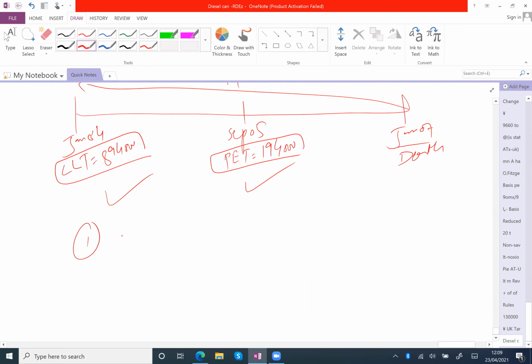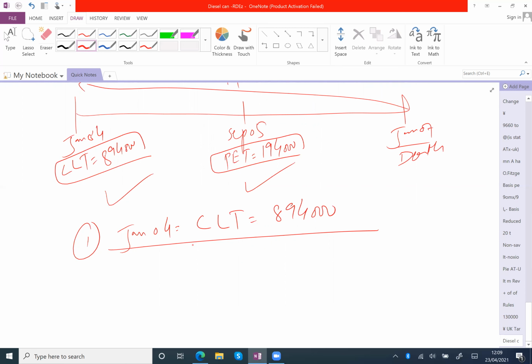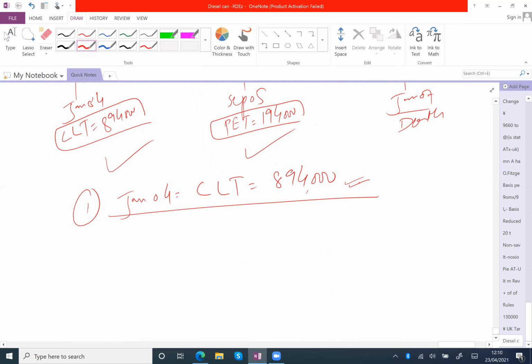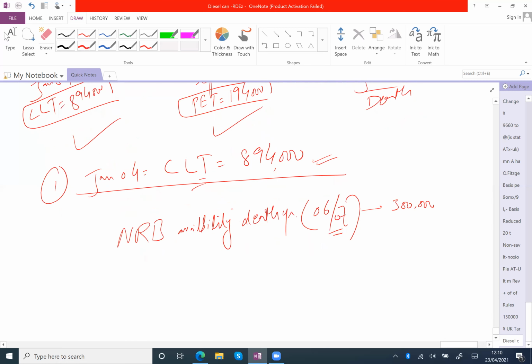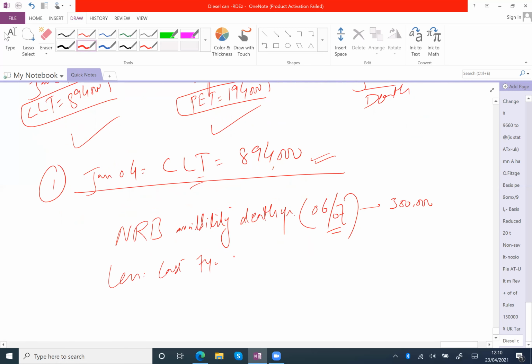So firstly choose number one from the timeline, January 04 CLT, value 894,000 as it is. I just make this heading from the timeline. Now I am paying the death tax. So before paying the death tax on this CLT of 894,000 value, firstly you have to check the nil rate band availability in the death year. Why death year? Because you are calculating the death tax right now on this CLT. So the death year is 0607, and the nil rate band sheet will be available in the question. And you have to see in the list that the nil rate band for this tax year is 300,000, less last 7 years chargeable transfer.